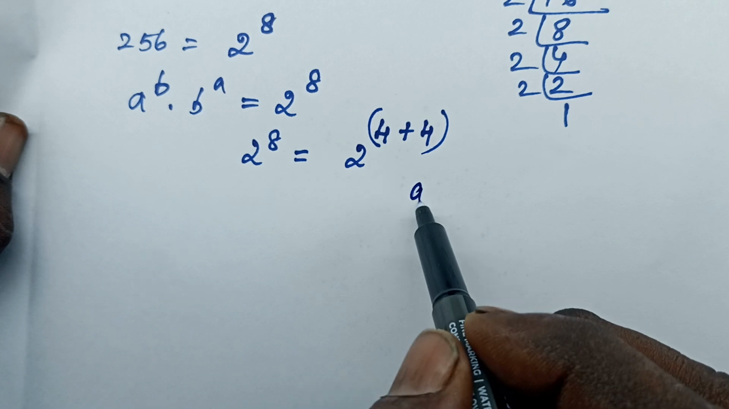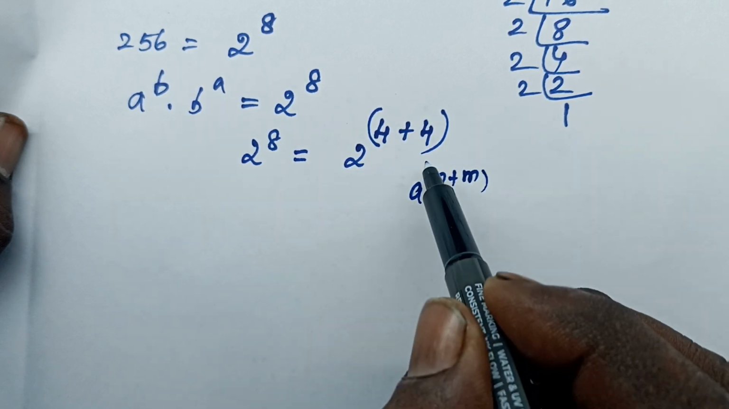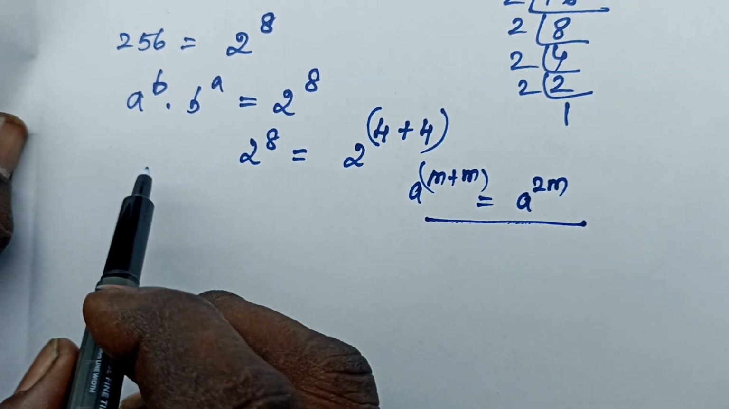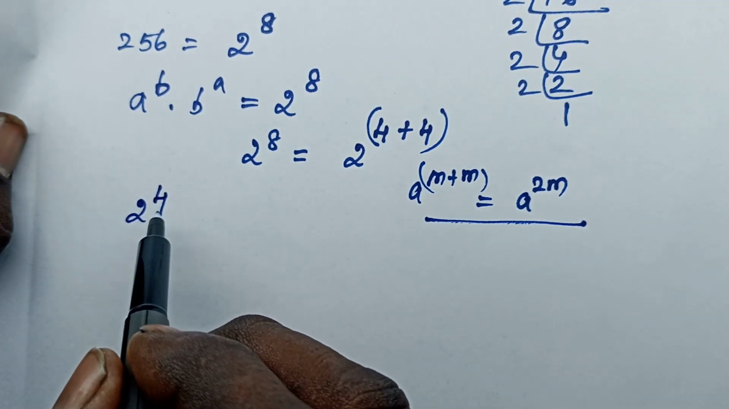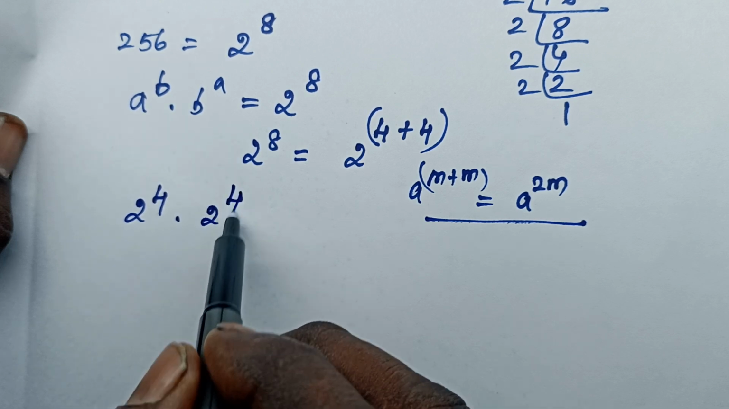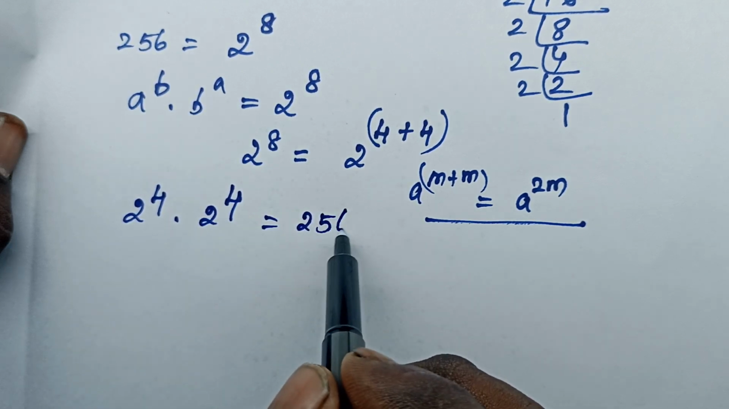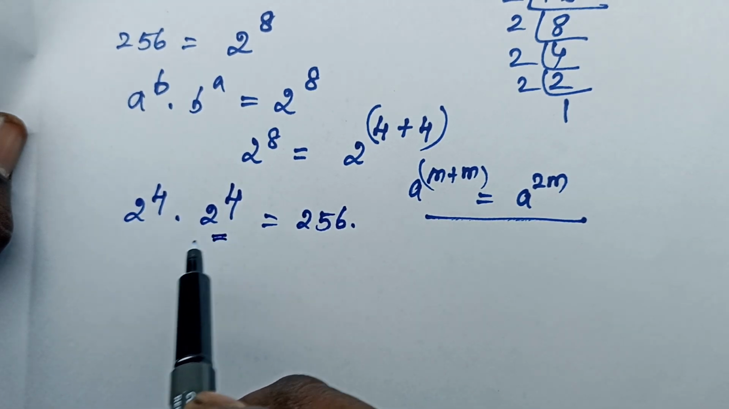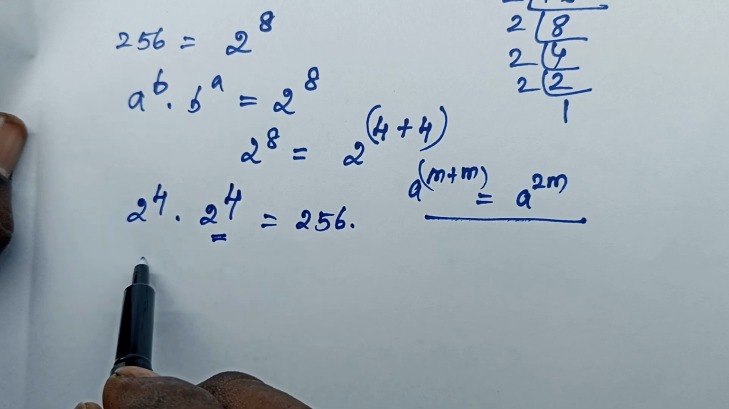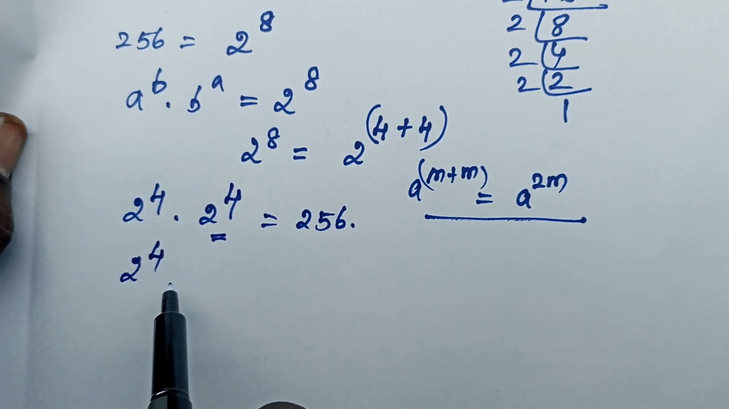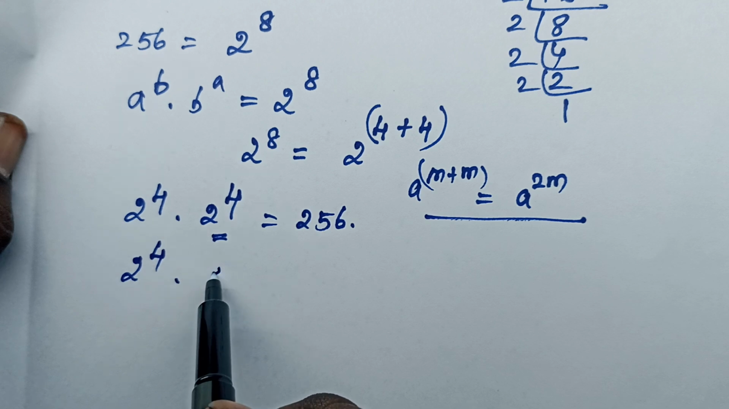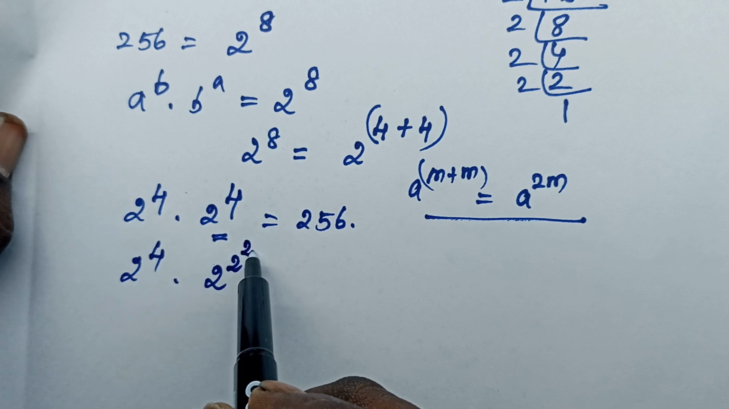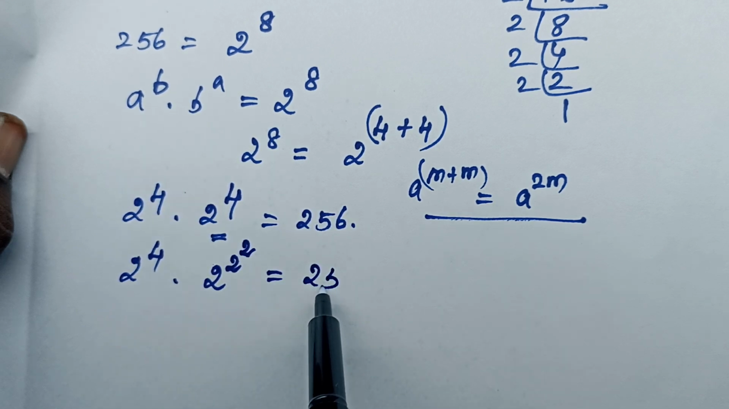That means A power m plus m equal to A power 2m. So 2 power 4 into 2 power 4 equal to 256. Or one more, arrange this form. 2 power 4 into 2 into 4 can be written 2 power of 2 equal to 256.